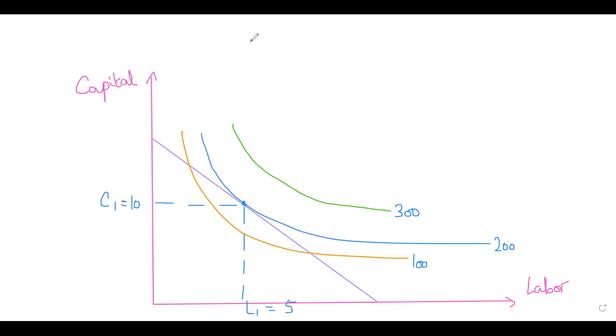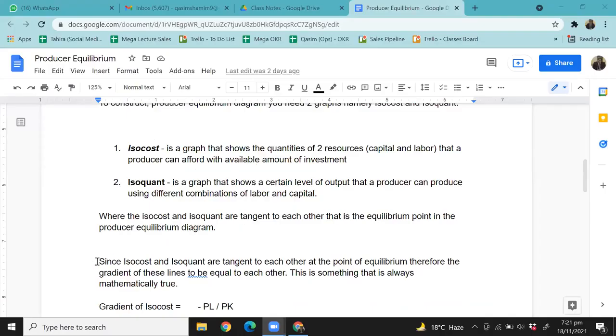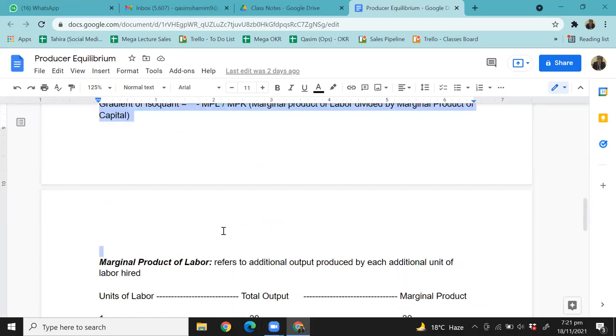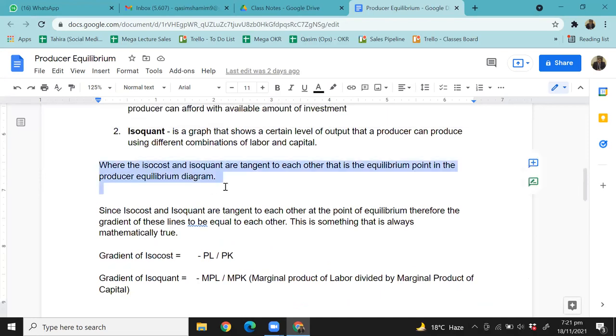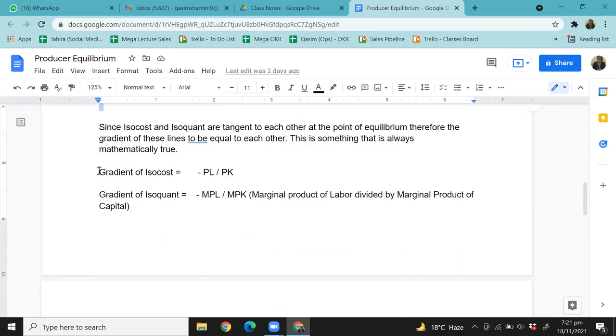Is this simple? Okay. Now, mathematically, we discussed that where the two lines or curves are tangent to each other, their gradient will be the same. Where isoquant and isocost are tangent, that is the equilibrium point in the producer equilibrium diagram. The gradient of the two lines will be the same. I did mention that you just need to know the formulas of the gradients. You don't need to know how these gradients are derived, not as part of economics, obviously as part of maths, yes.